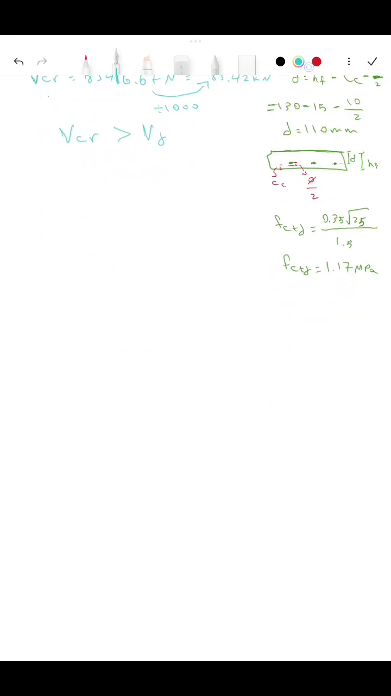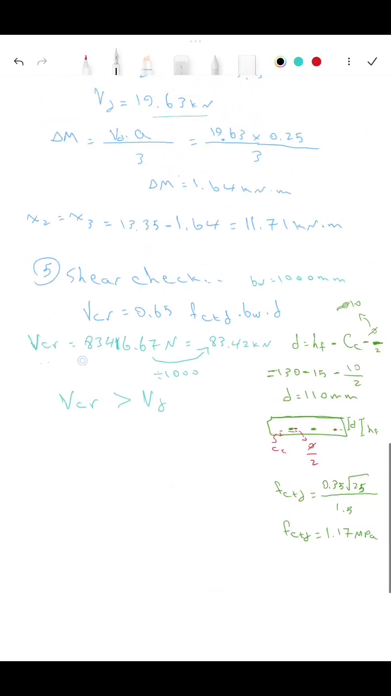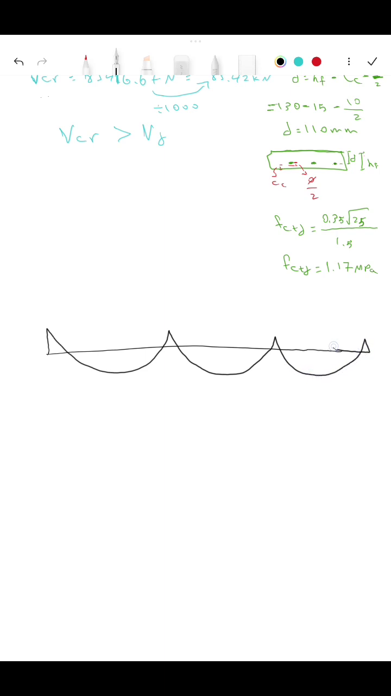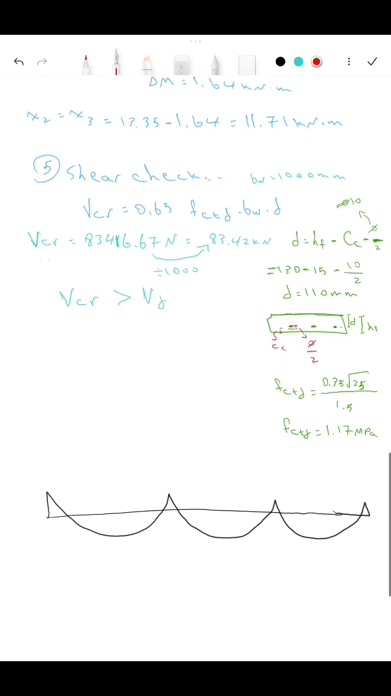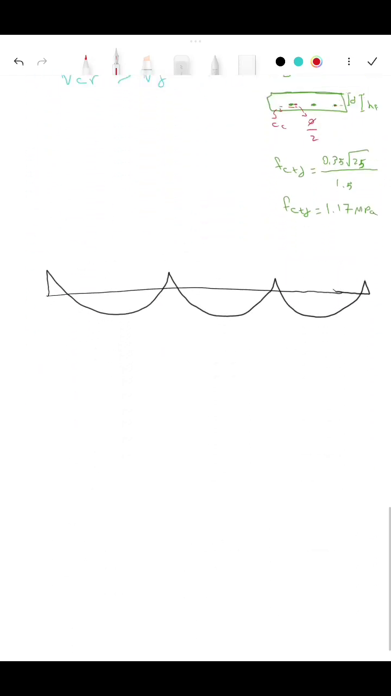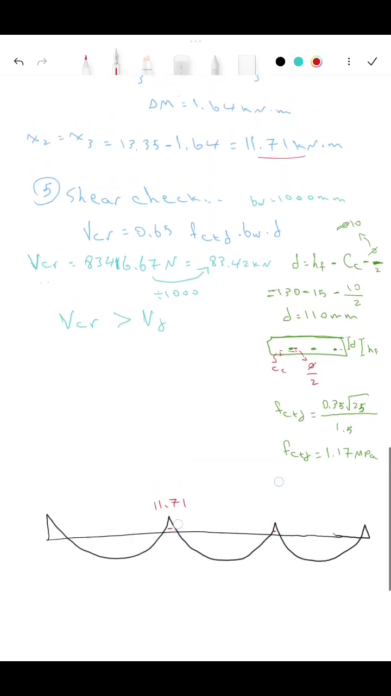Okay, now that we are done with the shear check, we will draw the moment. We need to draw the moment before starting the design. So this is the shape for the moments. All the values we got, first of all 11.71, are here. So here it's negative 11.71, right? 11.71 again.